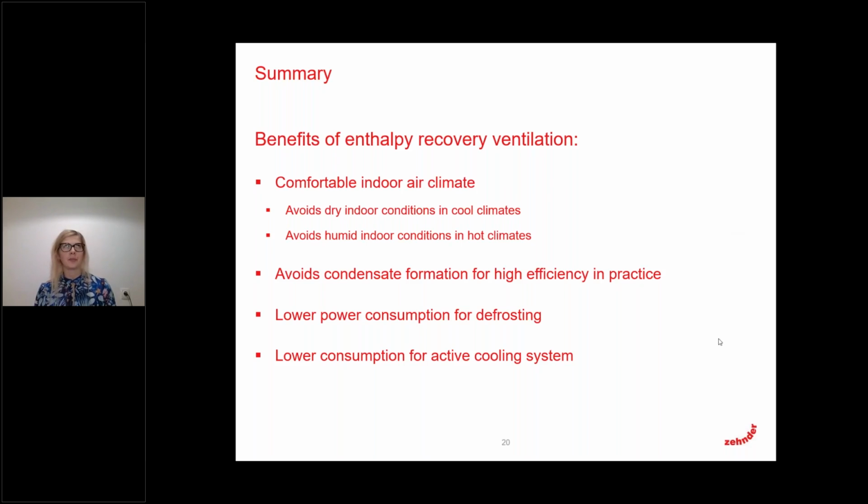Then the temperature for the heat exchanger, at a moment of threat of frosting, is taken to a lower level because we are taking the humidity and therefore the water away from the heat exchanger, and we can start the defrosting later and therefore save energy. And there is also the benefit of lower power consumption for the active cooling system, as there is less humidity in the air that we would need to dry out, and therefore we save the energy of the cooling system.